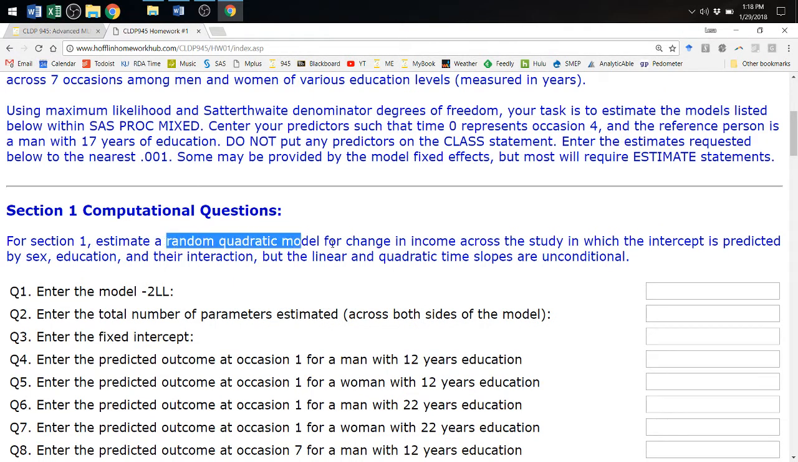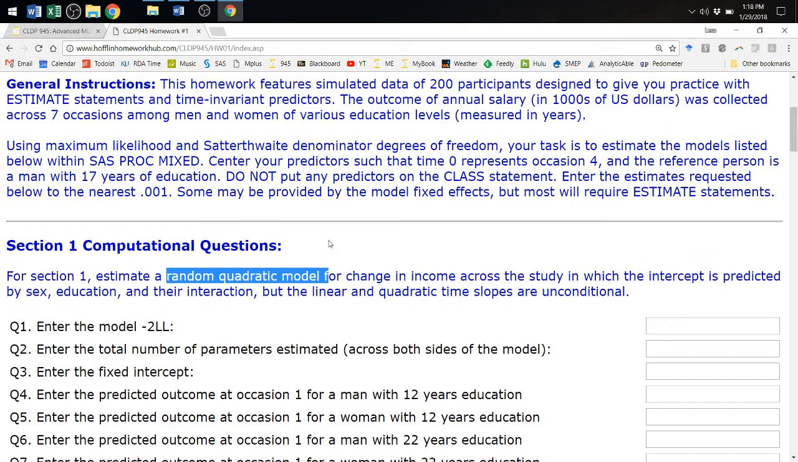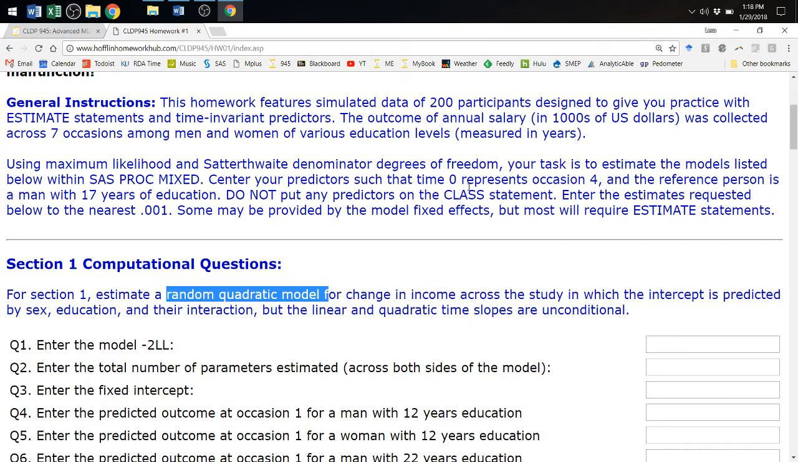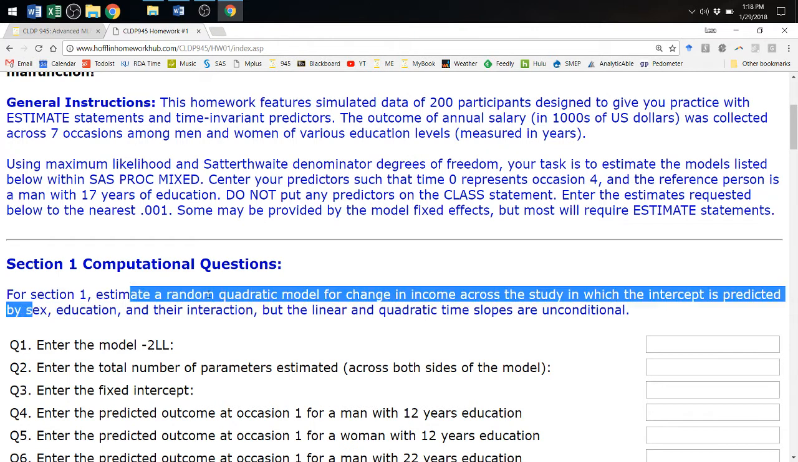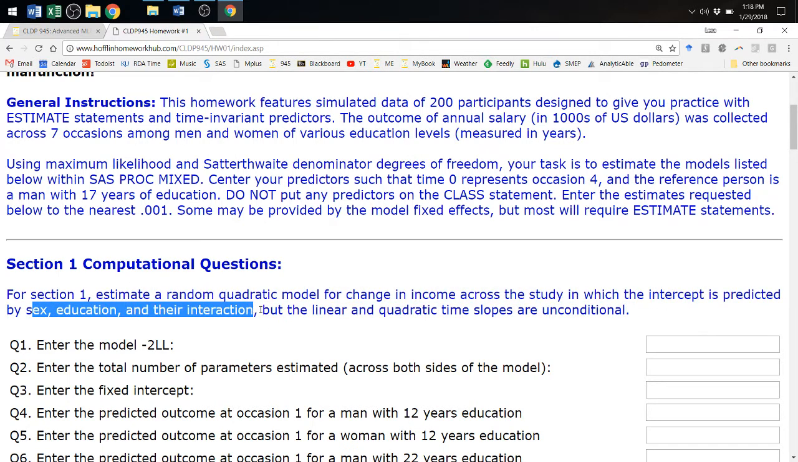So random quadratic model is what we're looking at. Time 0 should be occasion 4. And when I say random quadratic, that means the model line must have linear and quadratic time, both centered at 4. And the random line must have intercept, linear time, and quadratic time, all centered at 4. Then in which the intercept is predicted by sex, education, and their interaction.